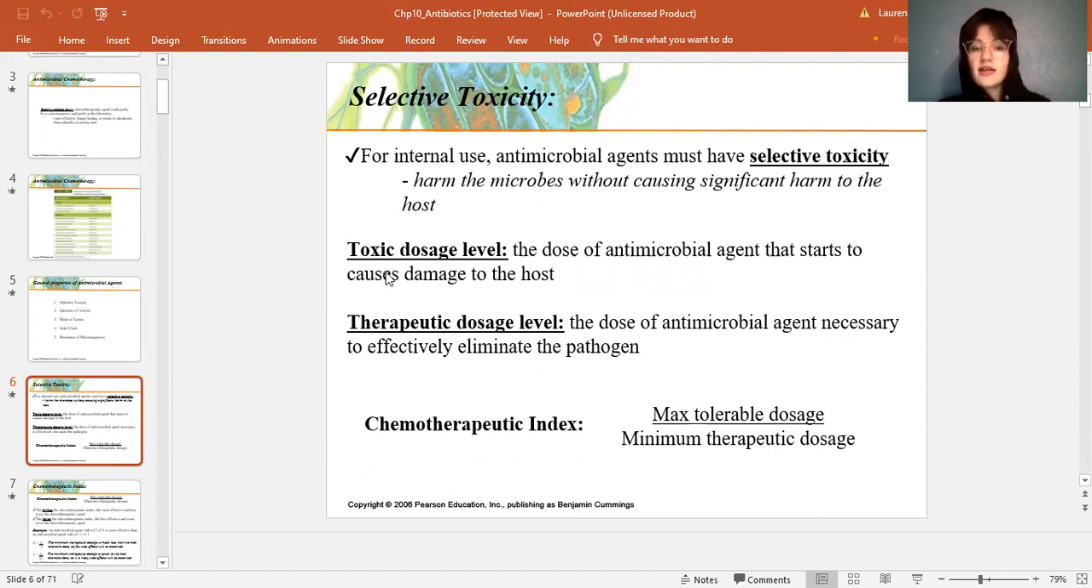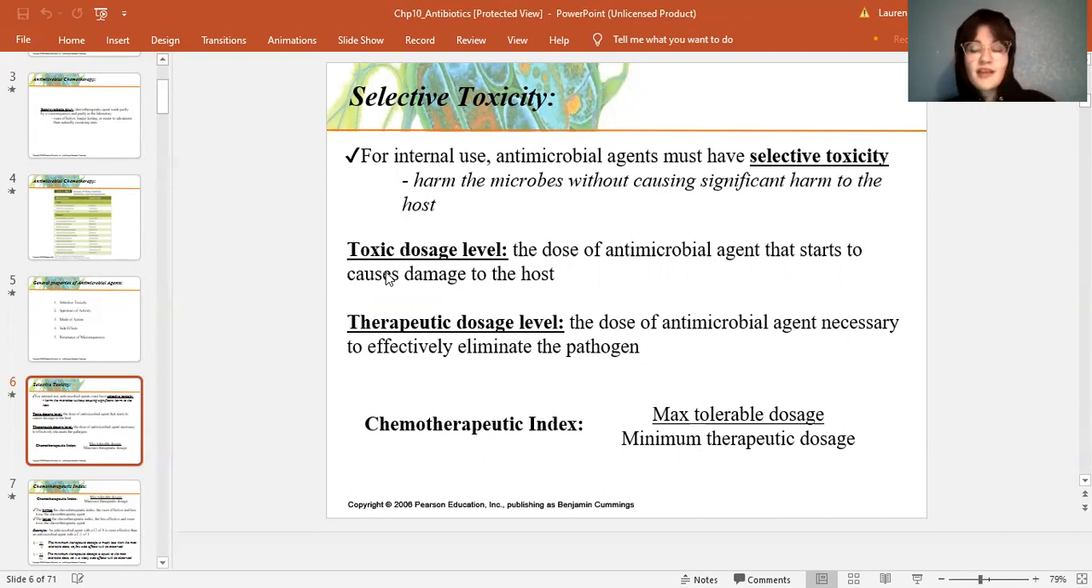So there's this idea of the toxic dosage level and the therapeutic dosage level. We all know, I think, if you eat like 8 pounds of apple seeds, there's enough cyanide in those to kill you. That would be a toxic dosage level. So it's the max amount you can have before damage starts, right? But therapeutic dosage level is how much works, right?